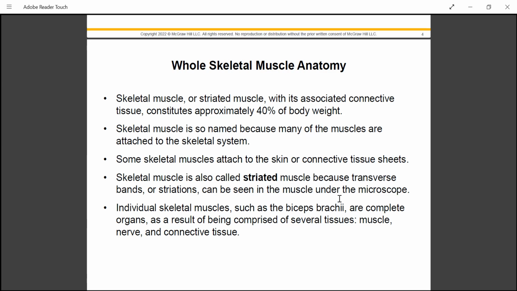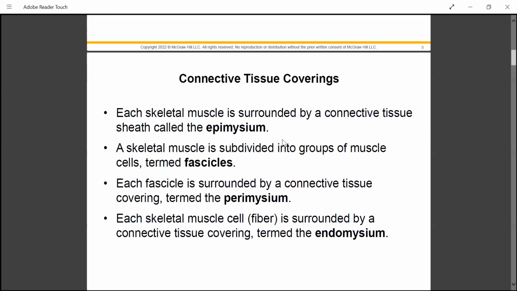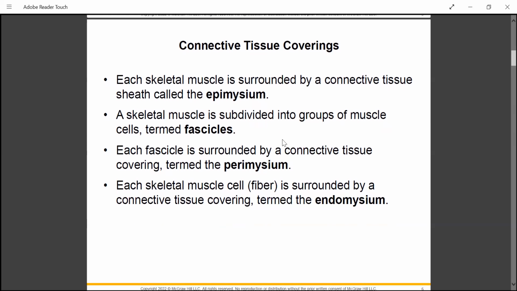And so our skeletal muscles are not only just muscle tissue, but they also include the nerve that supplies that muscle and the connective tissue that attaches it to the bone and helps it maintain its spot in the body. So during this lecture, we're going to do a little bit of zooming in and zooming out in terms of what makes up a muscle. So we're going to start that with our connective tissue coverings, and I'll go through and highlight these again as we go through the different parts of a muscle.